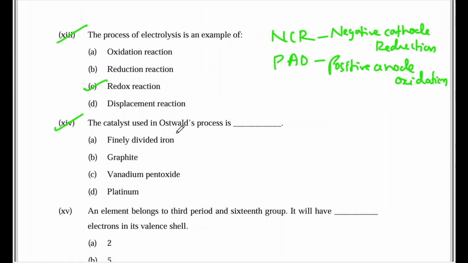14th, the catalyst used in Ostwald's process is... So Ostwald process is to make nitric acid. Haber's process uses finely divided iron. Graphite we don't use. Platinum is the one. Vanadium pentoxide we use in contact process, right? This one is in Haber's process. This one will be in Ostwald process. First step, ammonia to nitrogen monoxide, there we use platinum.